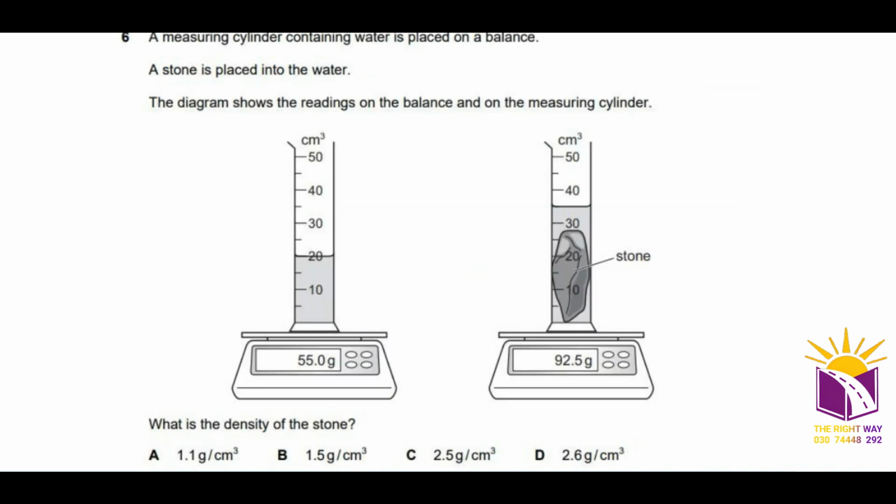Question number 6. A measuring cylinder containing water is placed on a balance. A stone is placed into the water. The diagram shows the reading on the balance and on the measuring cylinder. What is the density of the stone? So first of all, the volume before the stone is equal to 20 centimeter cube and the mass before the stone is 55 gram.